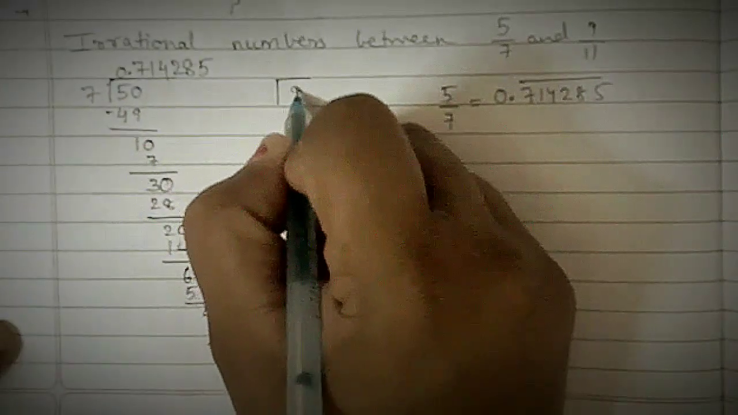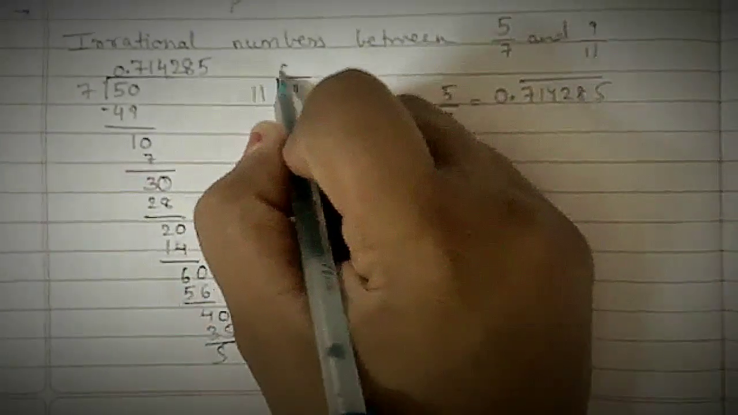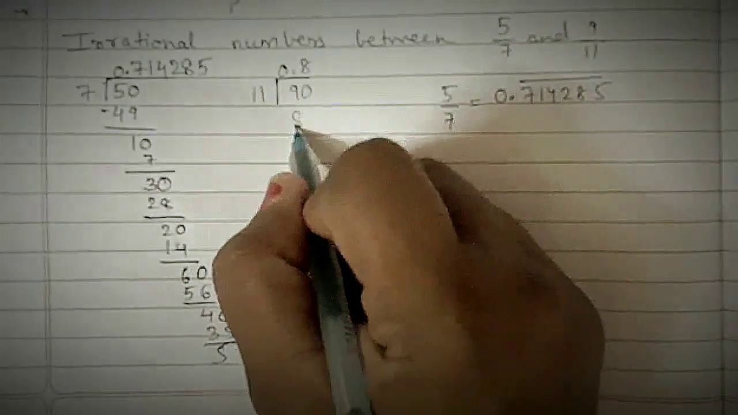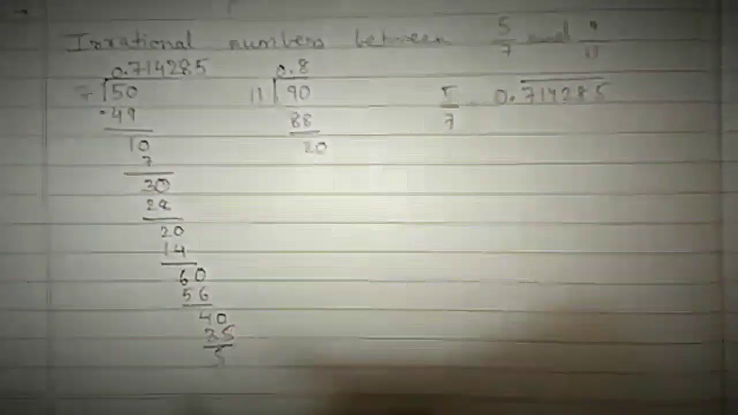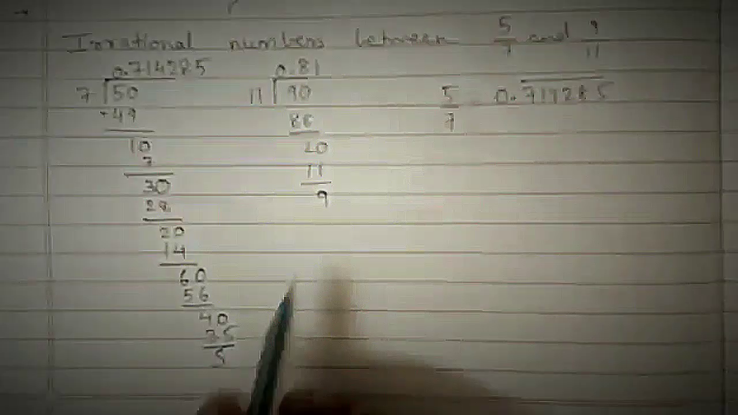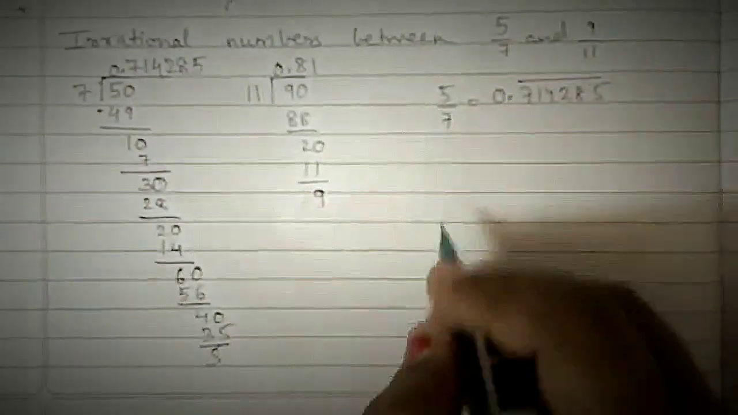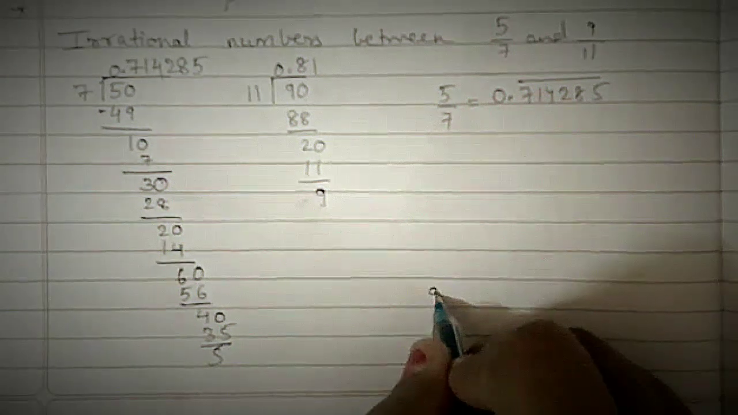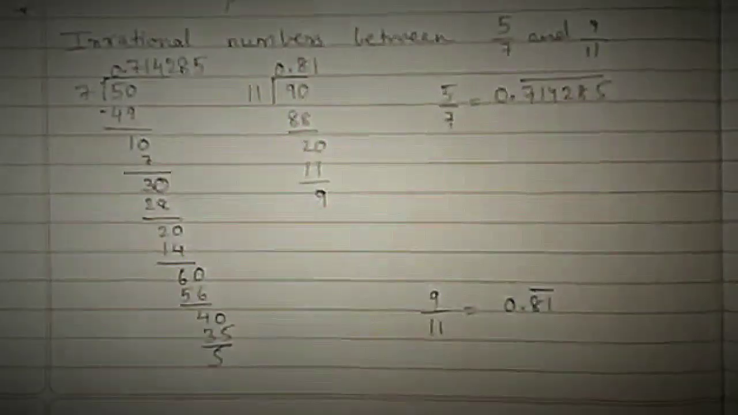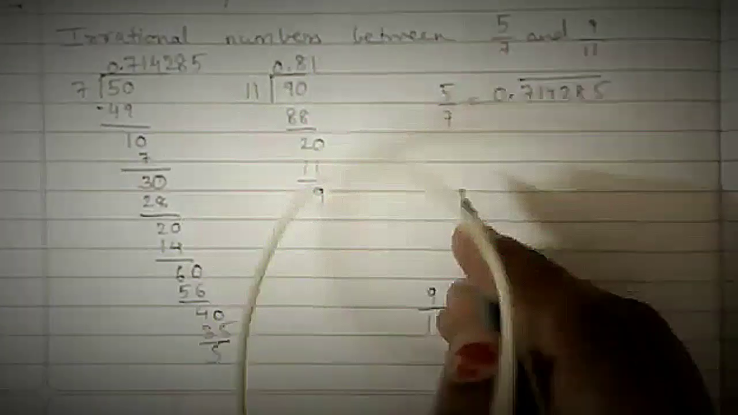Let us do the same thing for 9 upon 11. When 9 is divided by 11, we'll get 0 point, here it will be 90, 11 eights are 88, 2 is left out, 20, 11 ones are 11, 9 is left out. As we are getting the same dividend here, we will stop the division and I'll write down 9 upon 11 is equal to 0.81, the whole bar. So all the numbers between these two numbers will be irrational.